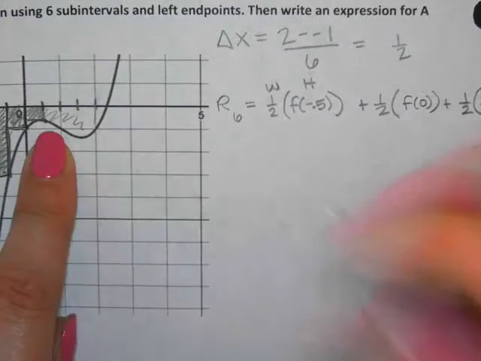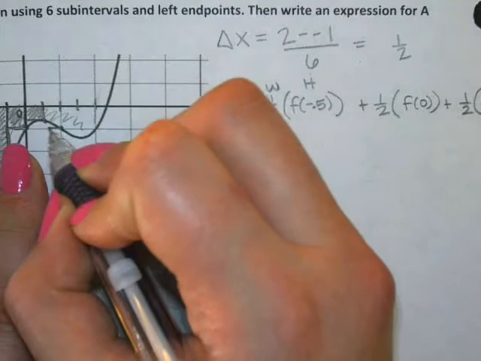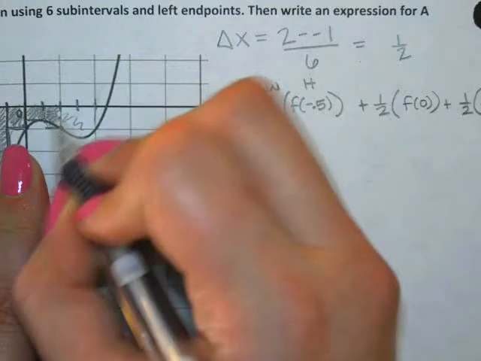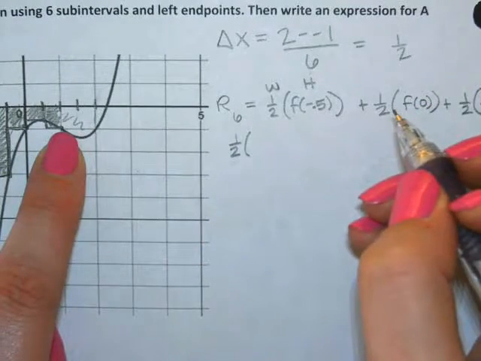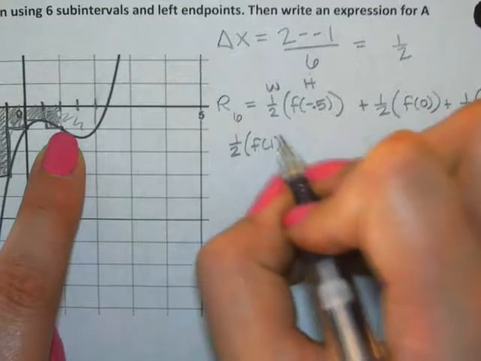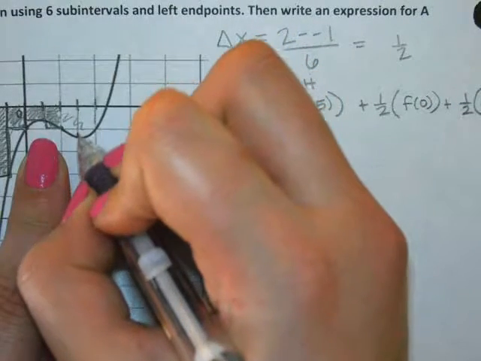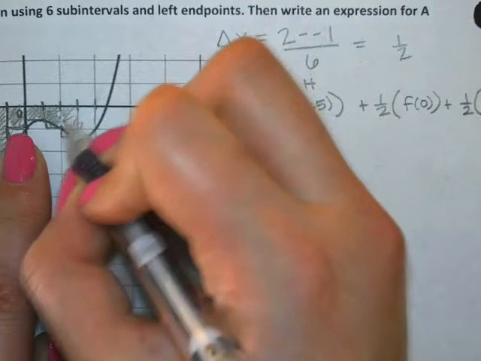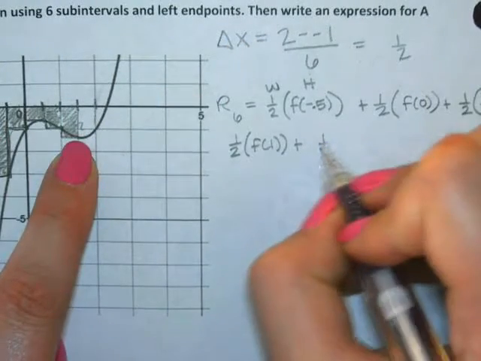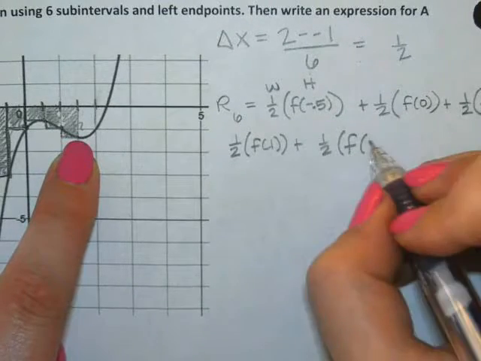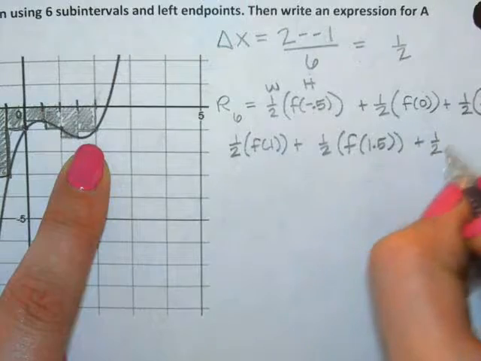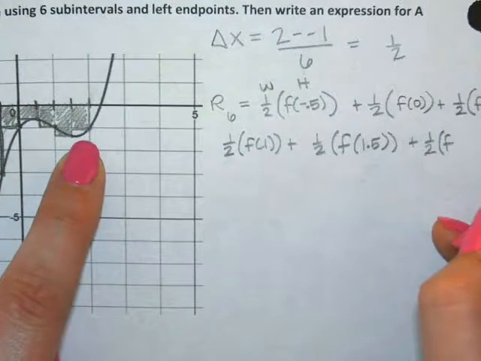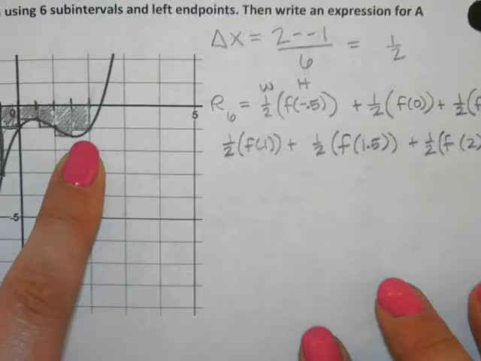The next one has a width of 1/2 and a height that comes from plugging in 1. A width of 1/2, a height that comes from plugging in 1.5. And then our last one is a width of 1/2 and a height that comes from plugging in 2. Okay.